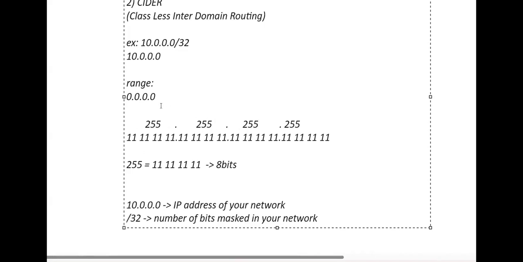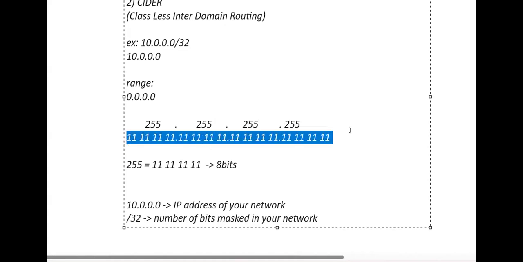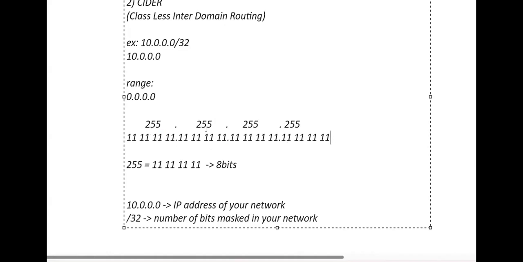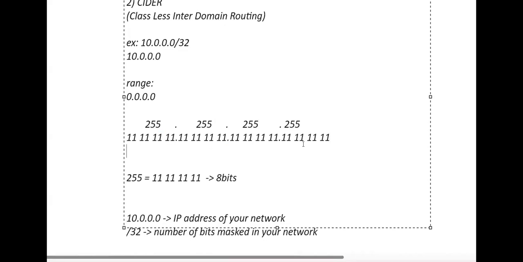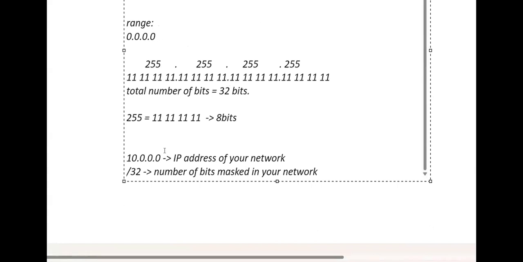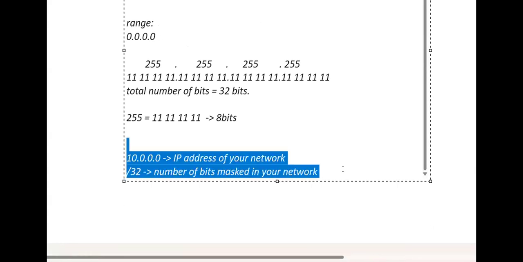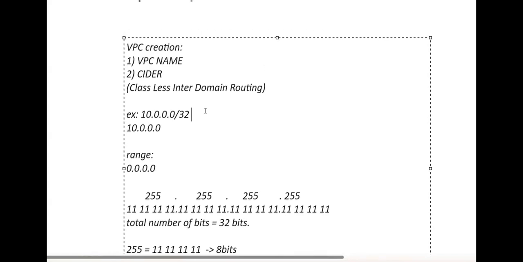Now let's say I want only one IP address. So totally how many bits do I have? I have 1, 2, 3, 4 groups of 8, which is 32. So totally I have 32 bits, right? Yes. So the total number of bits is 32.